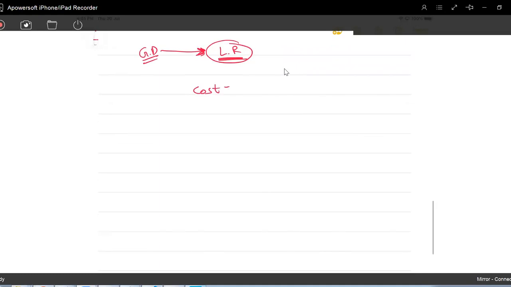What was the cost for linear regression? Come on, I told you recently only. 1 by n, summation of i equals 1 to n, y actual minus y prediction, whole square. Okay, so y prediction is my mxi plus c. So this is the thing.